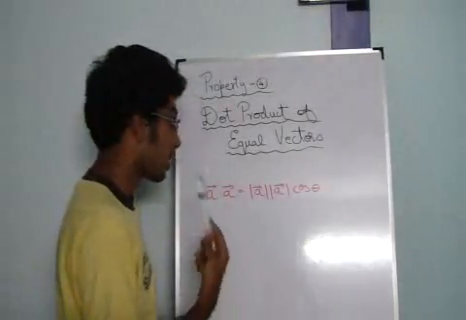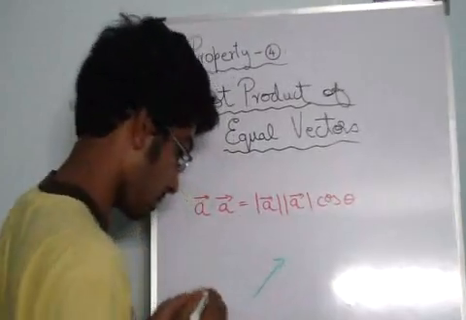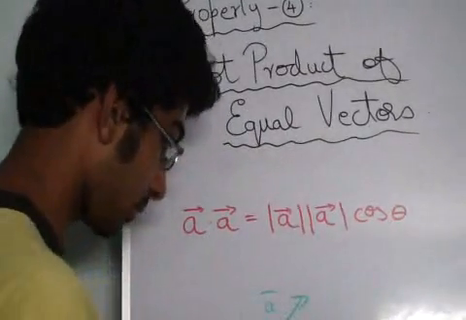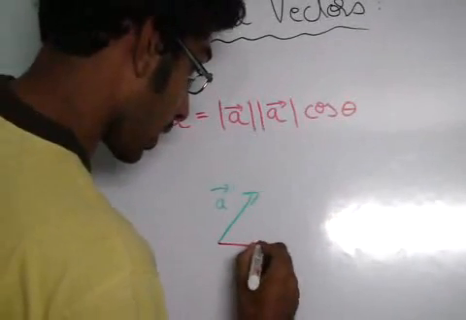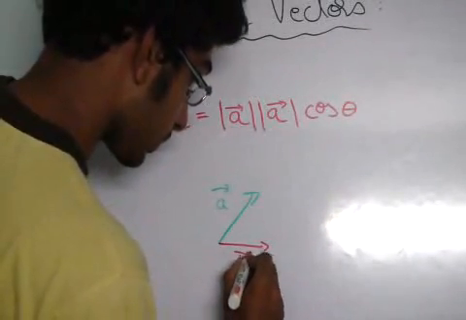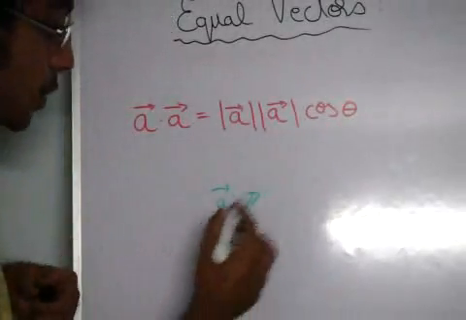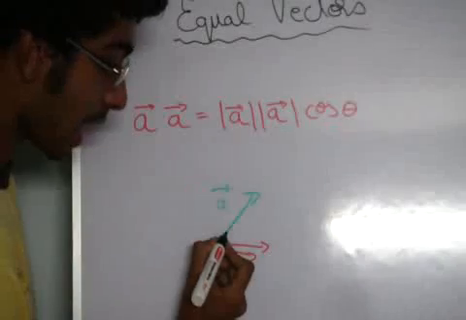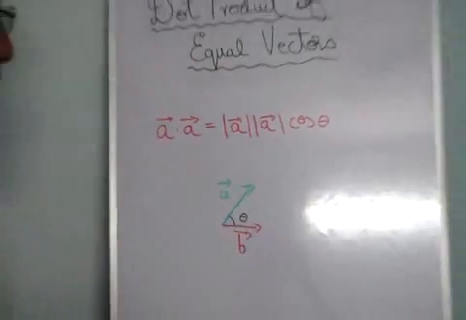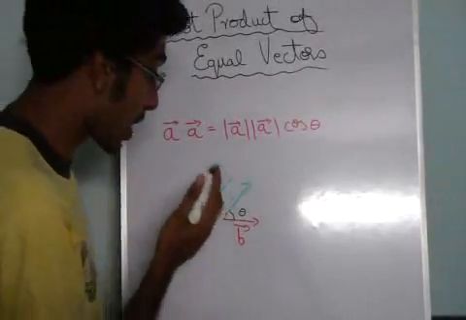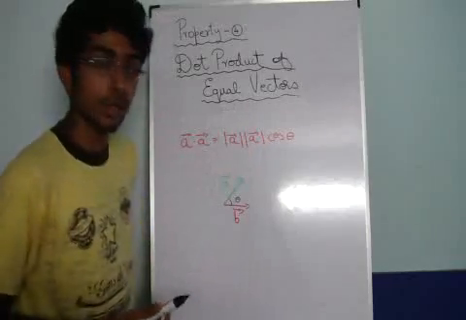Suppose you have two vectors. Let this be vector A, and let's have another vector, vector B. Now you have two different vectors. Let the angle between these two vectors be theta. But as I have said, these two vectors are different. We are doing the dot product of two equal vectors.